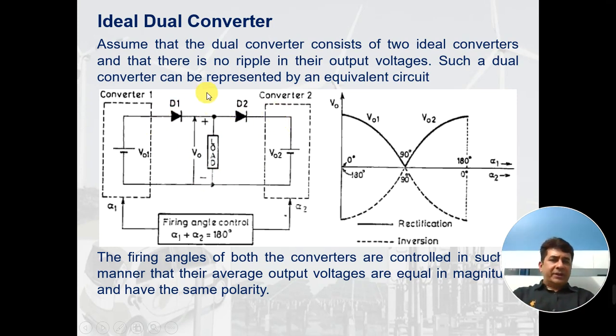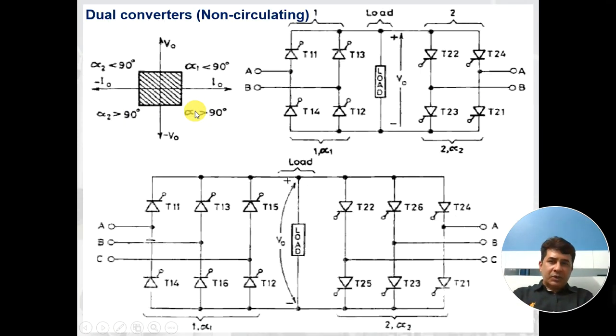Both of the converters are fired, because at one time there can be two modes of working of a converter. One is a non-circulating current mode, another is a circulating current mode. For non-circulating current mode, at a time we operate either converter 1 or converter 2. So at a time only one converter is operated. But for the circulating current mode, we may operate both the converters at the same time. Now, what is the benefit of doing it? We'll try to discuss more on this.